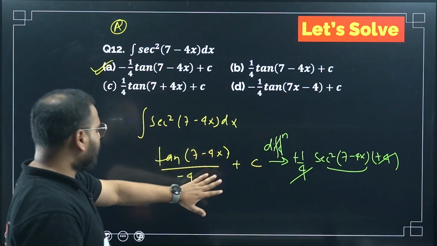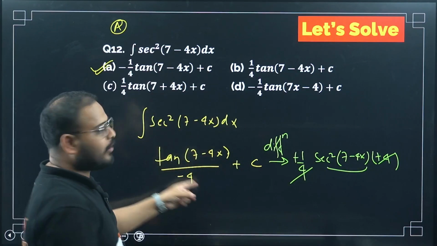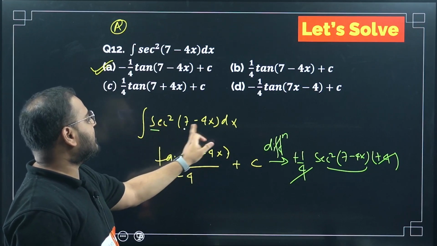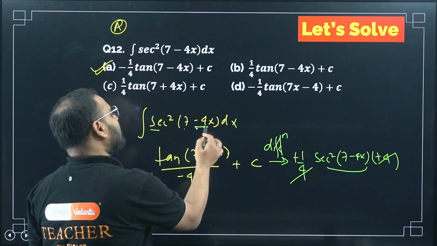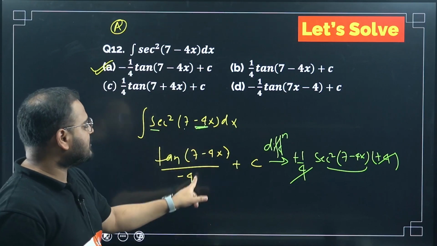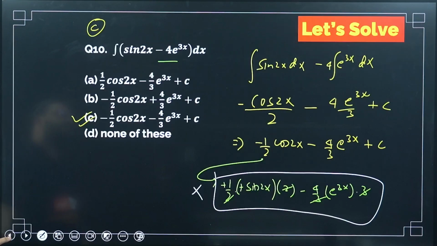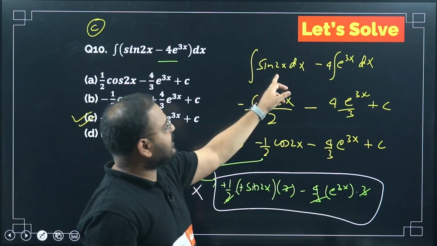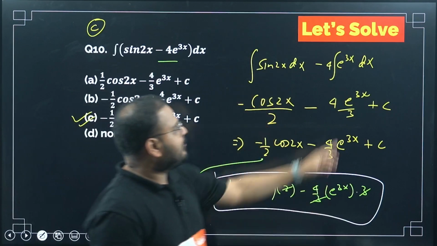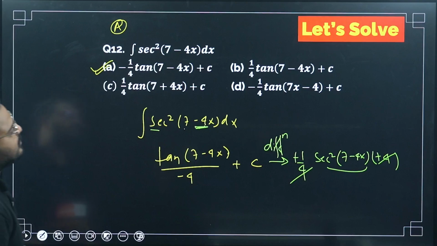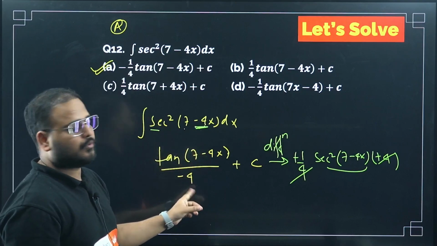Same thing. If you're not able to relate with this answer, the integration of sec square is simply tan of 7 minus 4x. 4 is multiplied to x, and whatever is multiplied to x, you divide by that. Same thing we did over here also. Where 2 was multiplied to x, divide by 2. Where 3 was multiplied to x, divide by 3. This problem is also the same: multiplied by minus 4, so divide by minus 4. This is my answer.